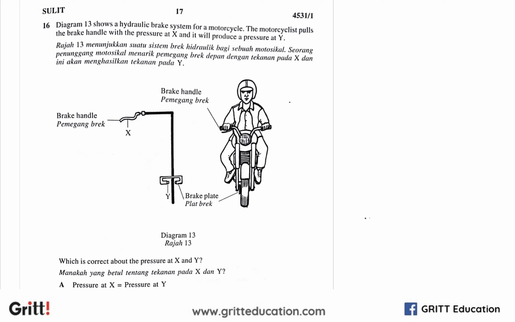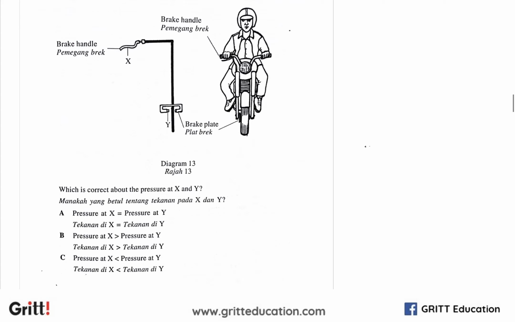Diagram 13 shows a hydraulic brake system for a motorcycle. The motorcyclist pulls the brake handle with the pressure at X and it will produce a pressure at Y. Which is correct about the pressure at X and Y?